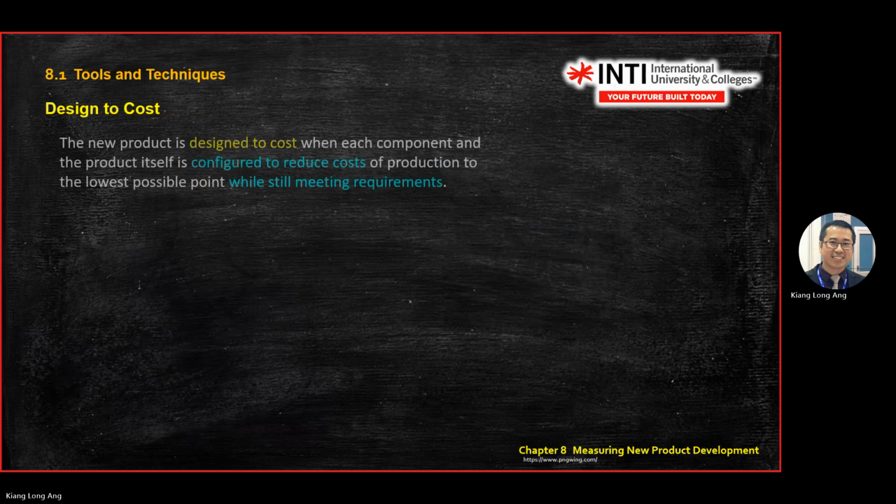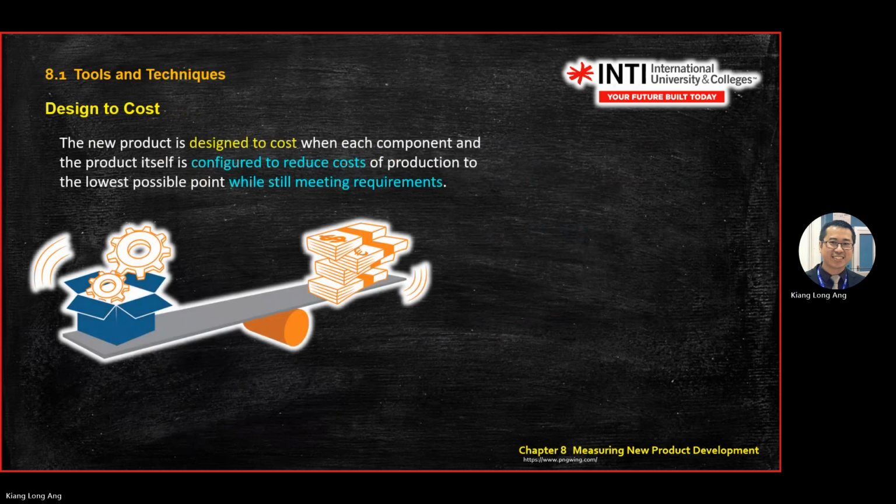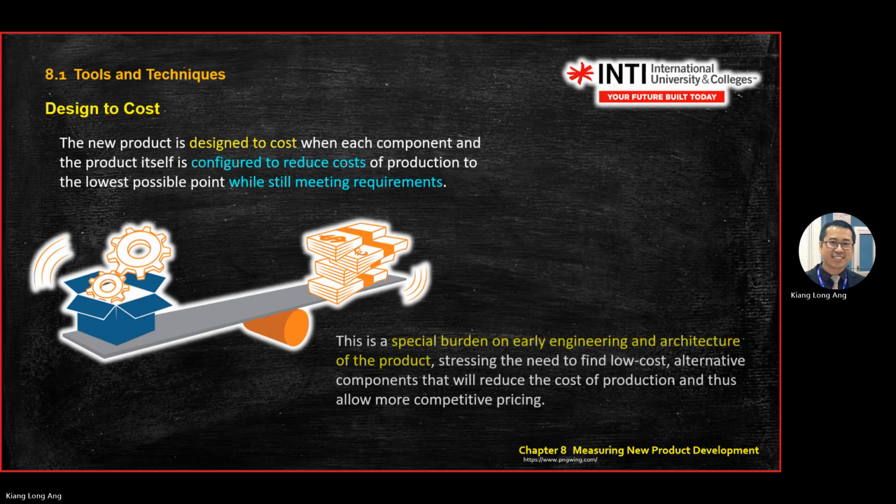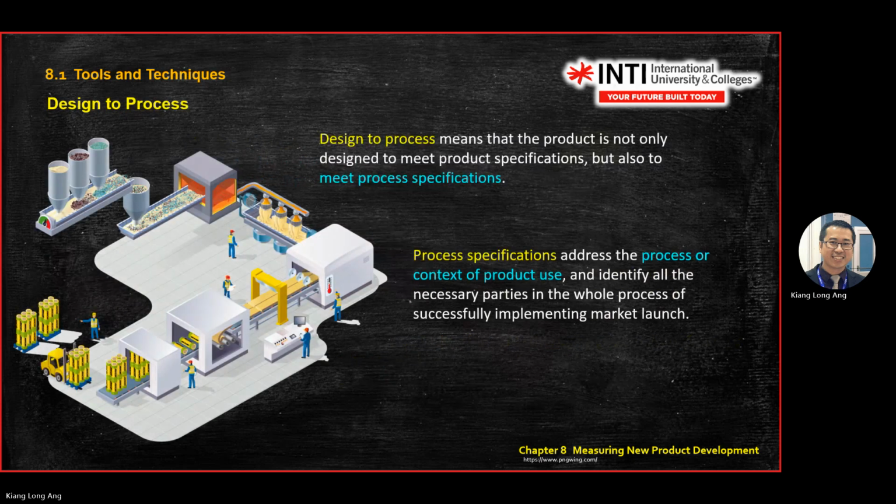This one you read. Design to cost means you focus on the cost. You do all means to reduce the cost while meeting the customer requirement. Design to process: this one is you simplify the process. If any process that you can take out, you take it out. If any process that you can run in parallel, you go parallel.